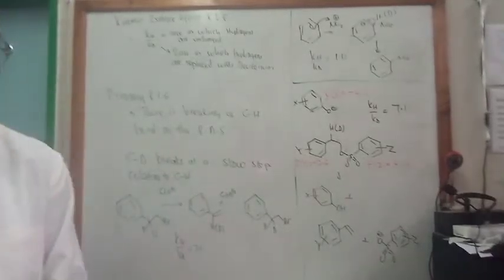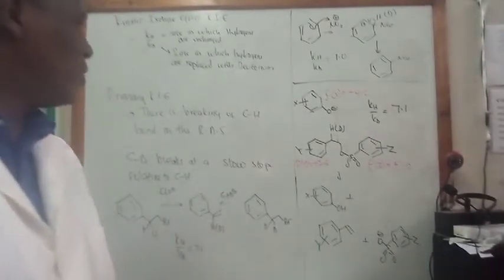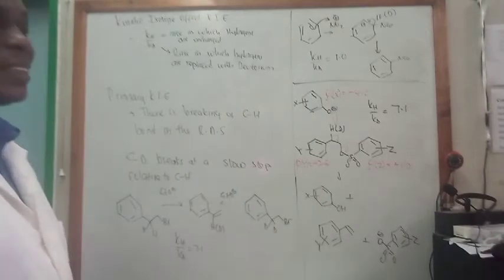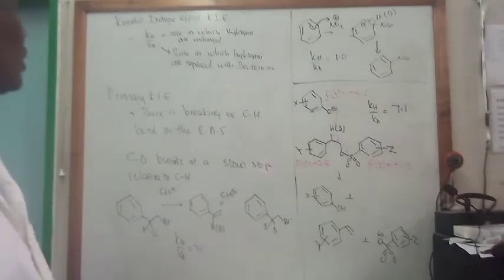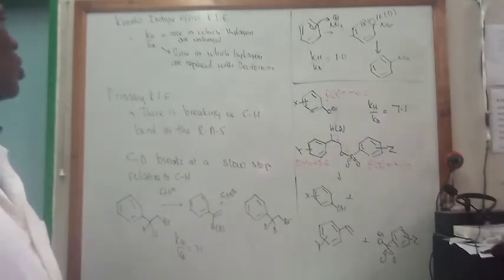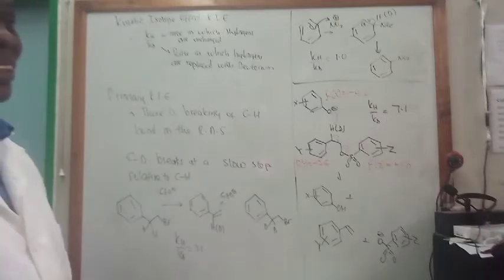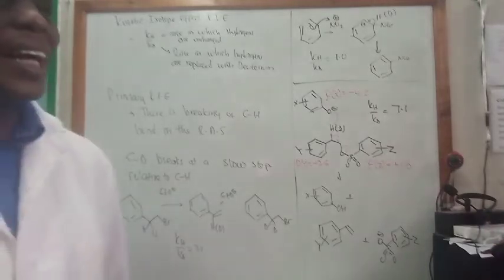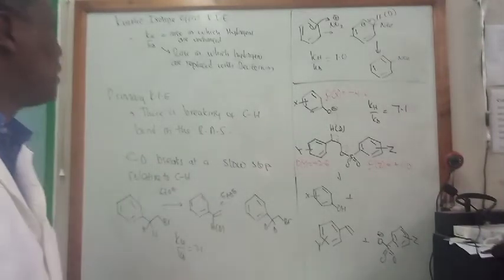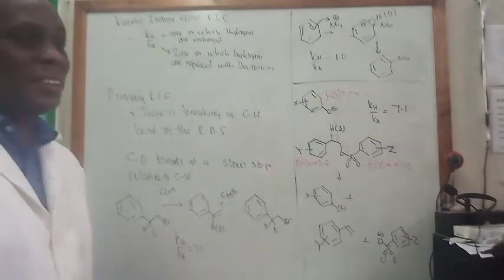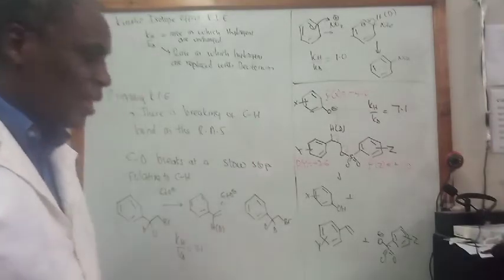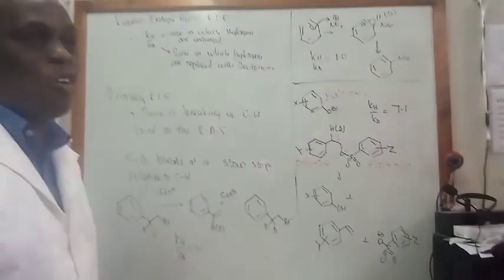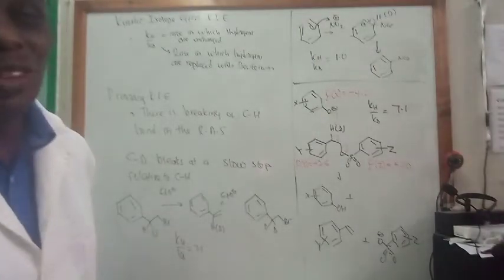All right, Master Science students, let's look now at the final part of this section on the mechanisms. This time we're going to be looking at an effect called the kinetic isotope effect. This comes from the observation that the breakage of the carbon hydrogen bond.